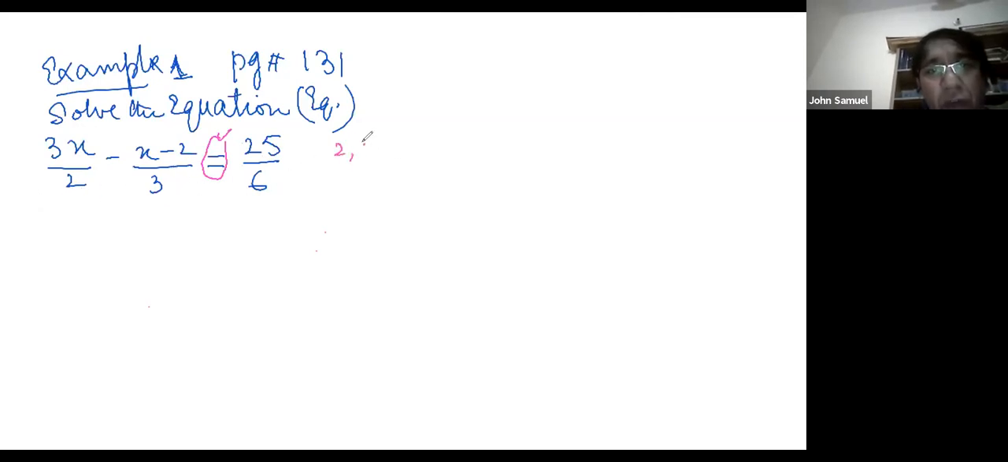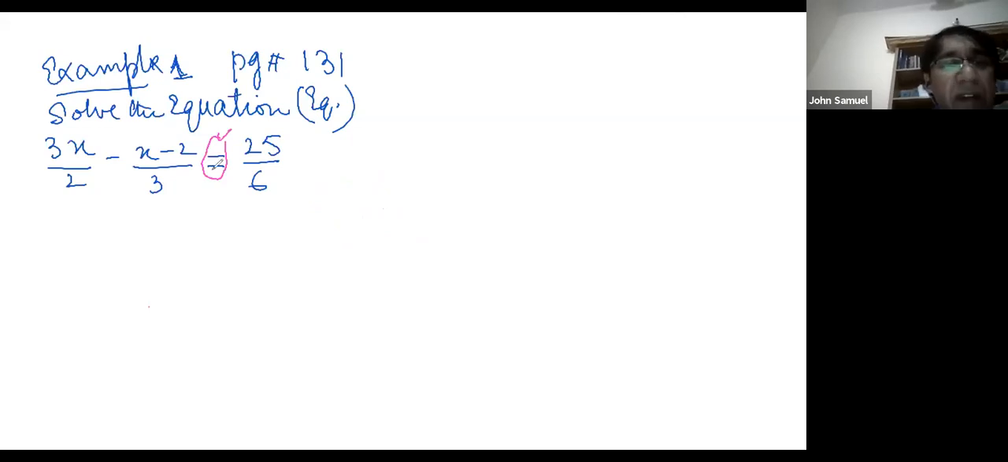I'm writing it for you. 2, 3, 6. Taking the LCM: 2 one time, 3 and 3, and similarly 1, 1 and 1. 2 times 3 is 6. So 6 is the LCM. This is just for you people, otherwise I could do it directly. Remember, 2 3s are 6, and 3 2s are 6. So 6 is the LCM.